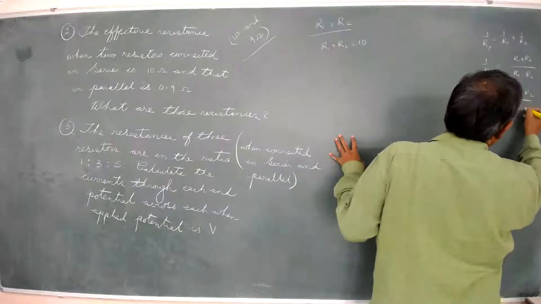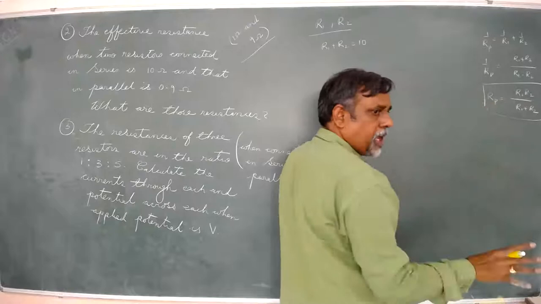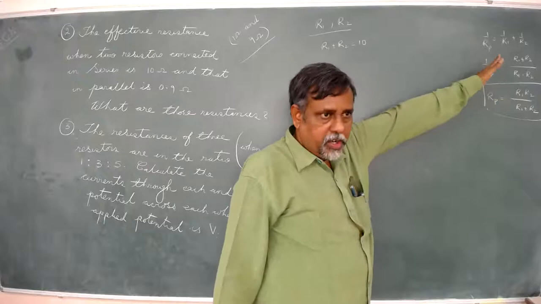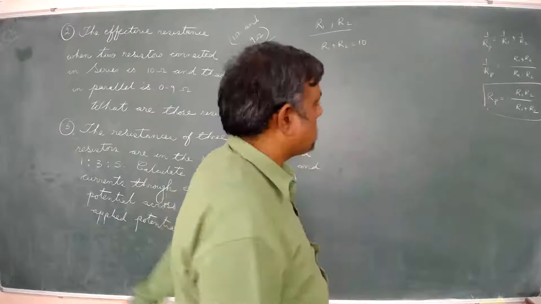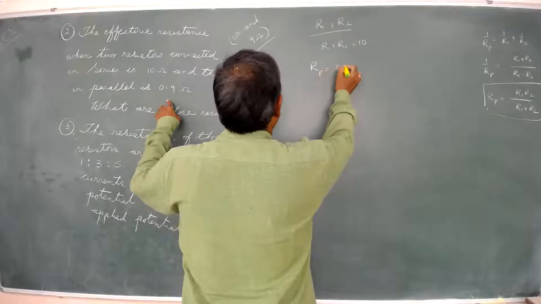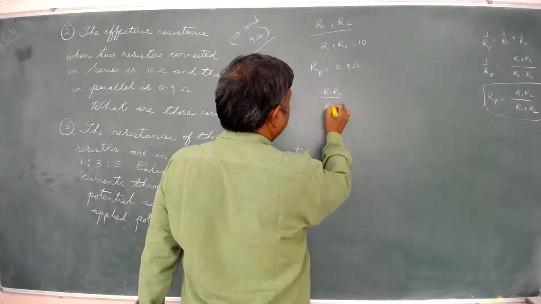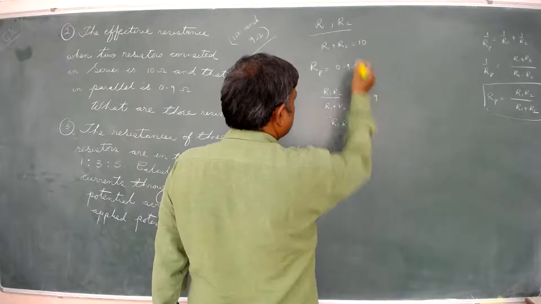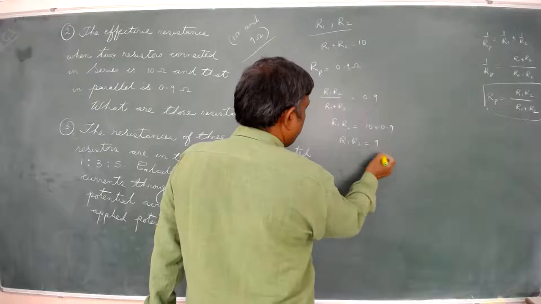This type of writing is applicable only for two resistors. When three or more resistors are given, you cannot do this. Only for two resistors, R1 and R2 can be taken as LCM. Then R1 plus R2, like that, you can take it out. So effective resistance in parallel, RP, is 0.9 ohm. That means R1 R2 by R1 plus R2 is how much? R1 R2 is equal to.